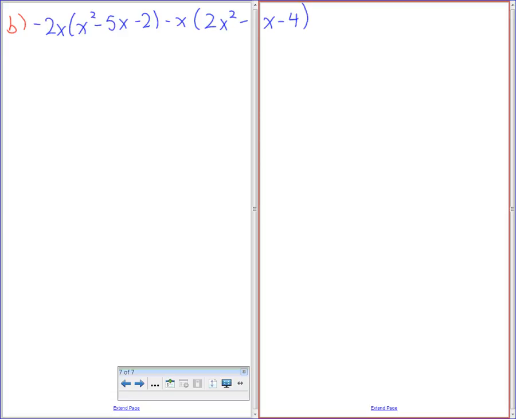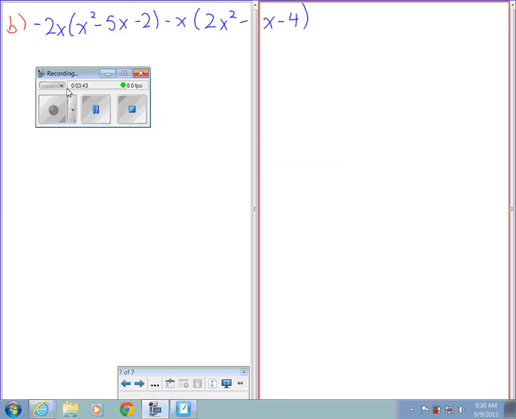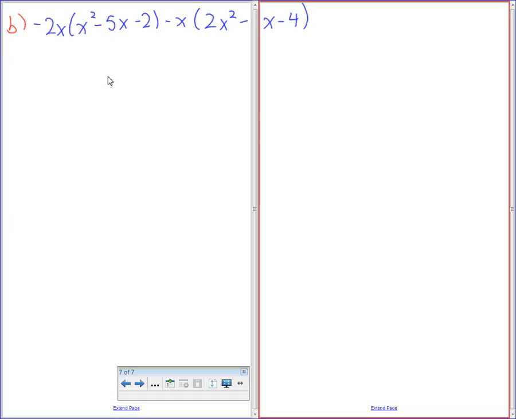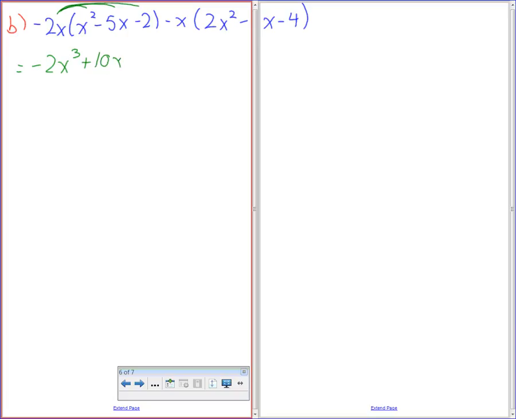Sorry. All right, I'm going to pause. If you can't see at the back, I'll read it out again. Negative 2x bracket x squared minus 5x minus 2 minus x. Austin, can you please do the left bracket for me? Negative 2x cubed. Awesome. And then positive 5x squared, right, because 2 times 5. And then positive 4x.